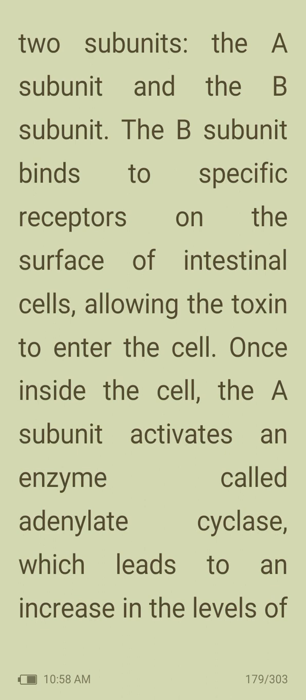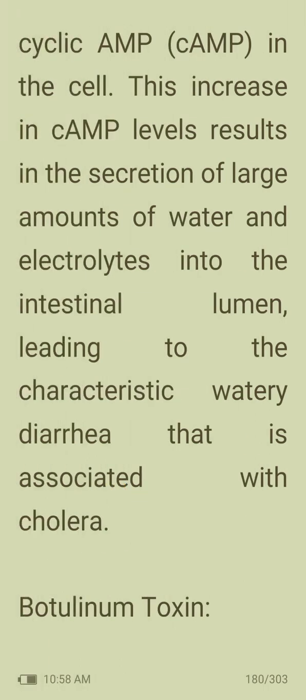Once inside the cell, the A subunit activates an enzyme called adenylate cyclase, which leads to an increase in the levels of cyclic AMP, cAMP, in the cell. This increase in cAMP levels results in the secretion of large amounts of water and electrolytes into the intestinal lumen, leading to the characteristic watery diarrhea that is associated with cholera.